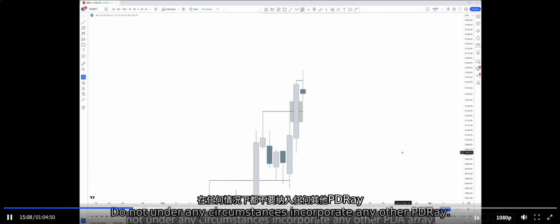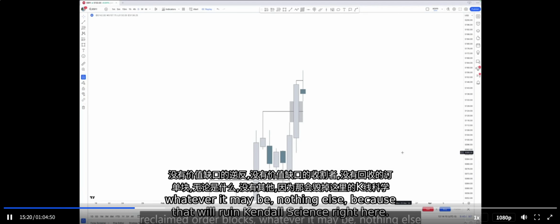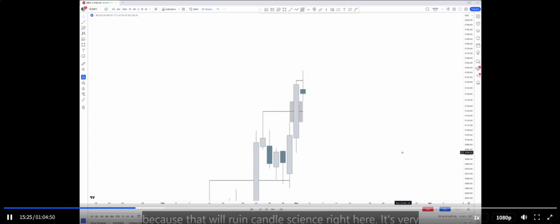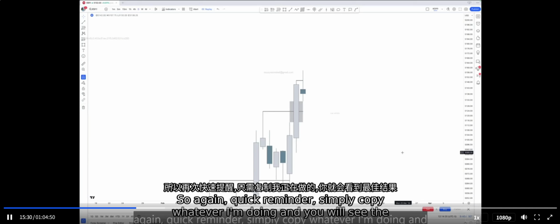That is also why it's so important to understand: I can't emphasize this enough, do not under any circumstances incorporate any other PD array. No inverse fair value gaps, no reaper fair value gaps, no reclaimed order blocks, whatever it may be, nothing else, because that will ruin the candle signs right here. It's very important to understand, and that's true with a lot of things. So again, quick reminder, simply copy whatever I'm doing and you will see the best results.